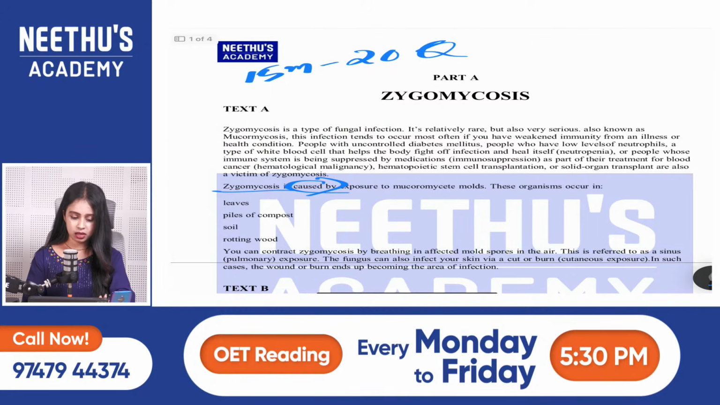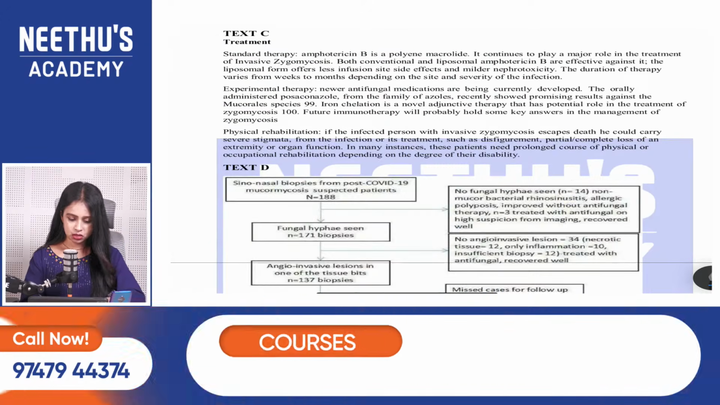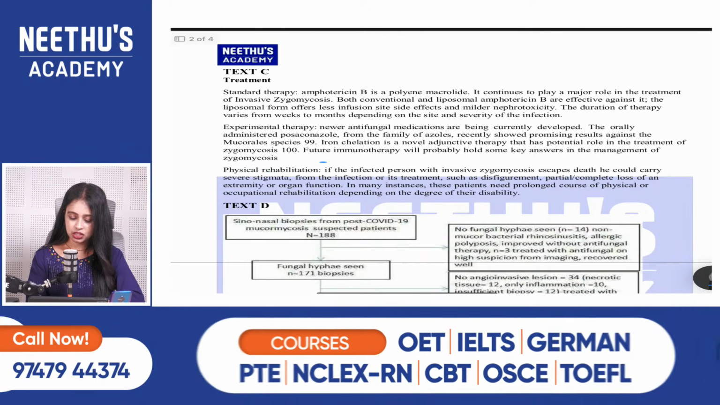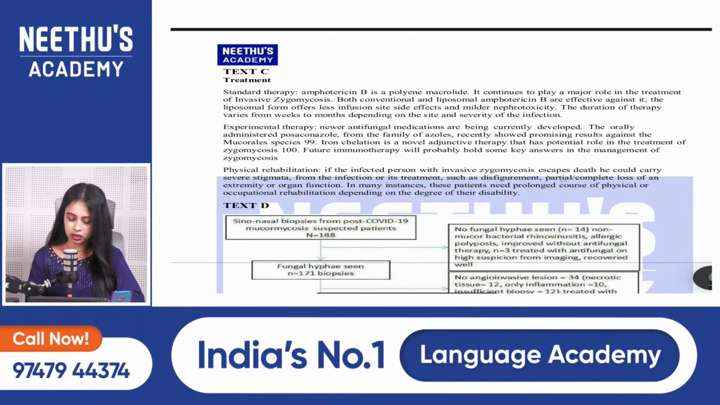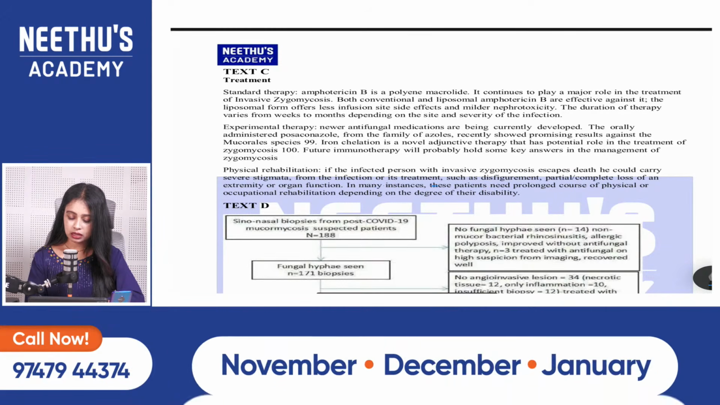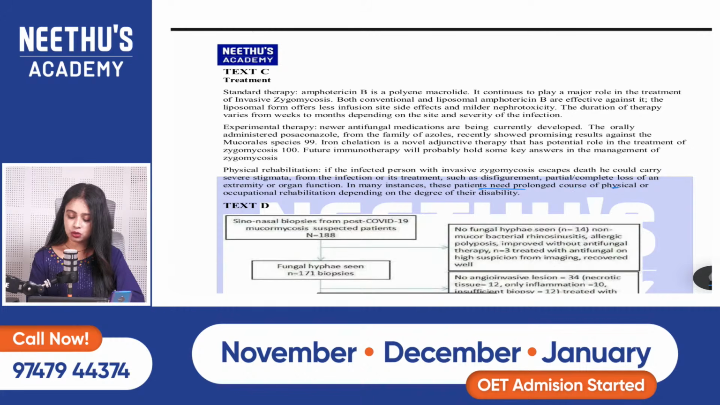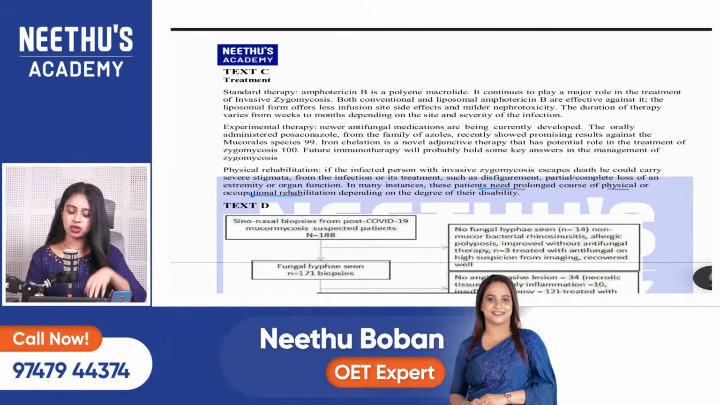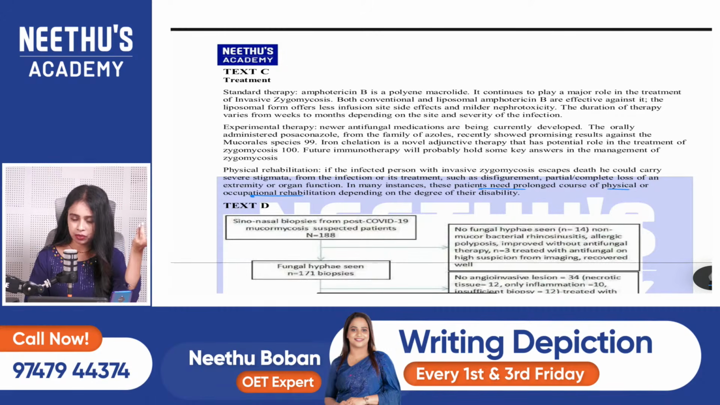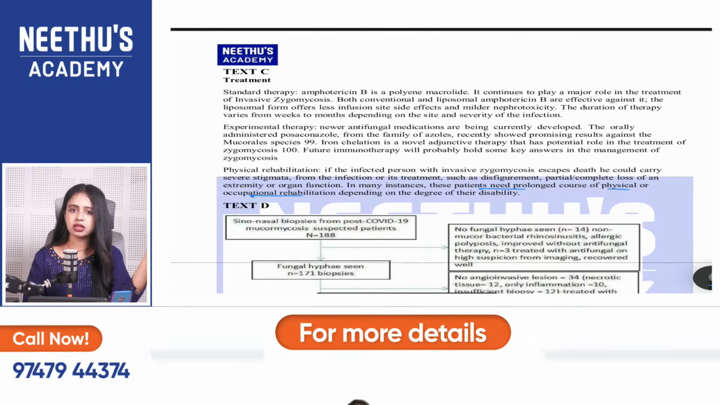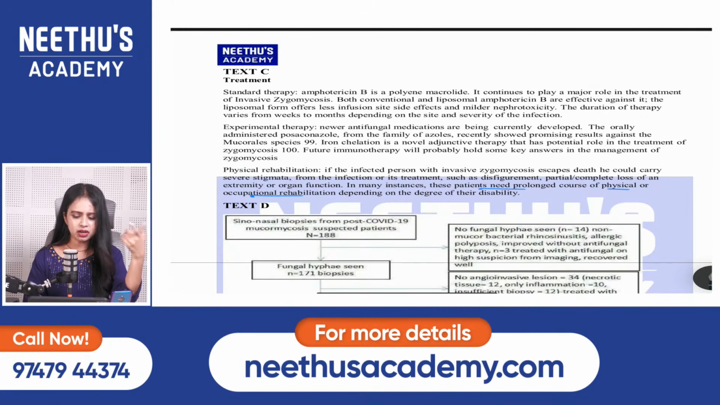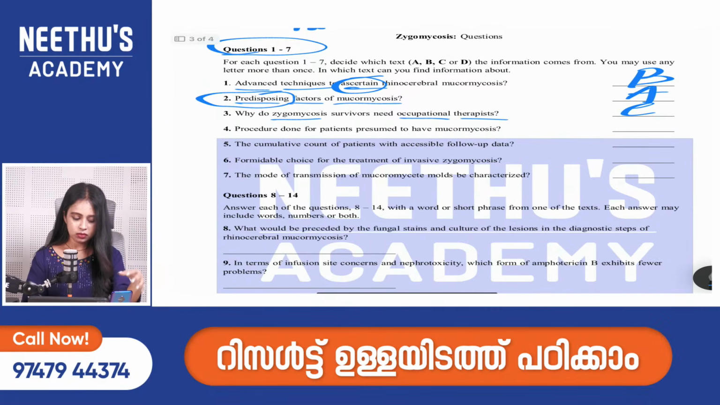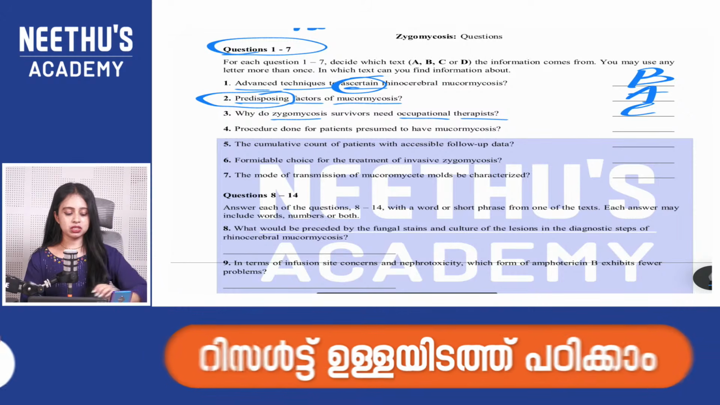So in text C, as you can see here, physical rehabilitation, and in this one they have mentioned need. In many instances these patients need a prolonged course of physical or occupational rehabilitation depending on the degree of their disability. So there they have mentioned they need some kind of therapy. So if they need therapy, definitely they need the therapist, right? So the answer is inferred, I know, but that is mentioned in text C. Very good. Yes, Linda, Jonesy, which is mentioned in text C.